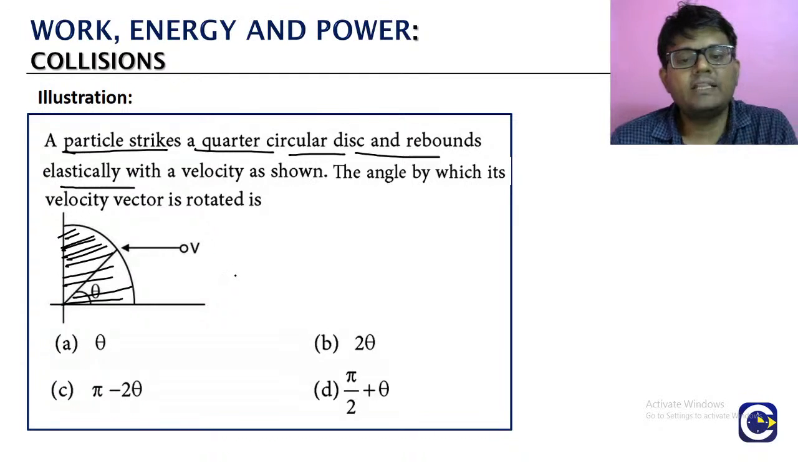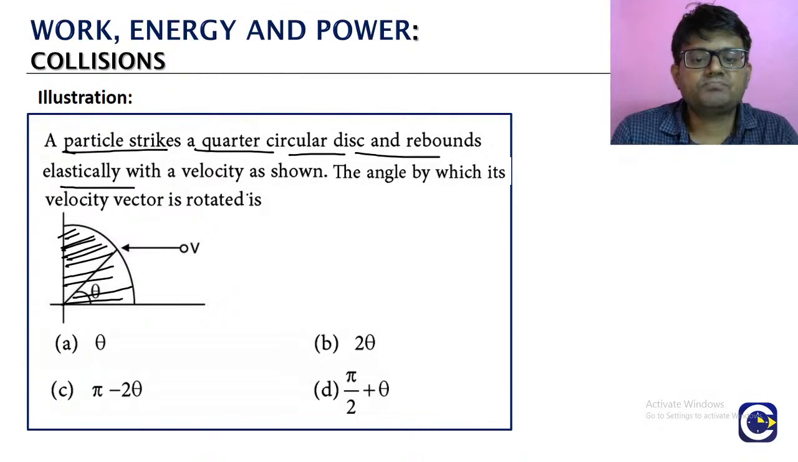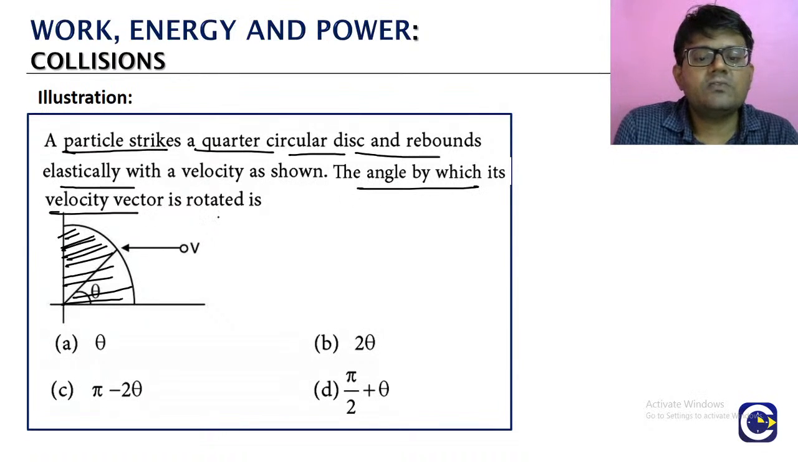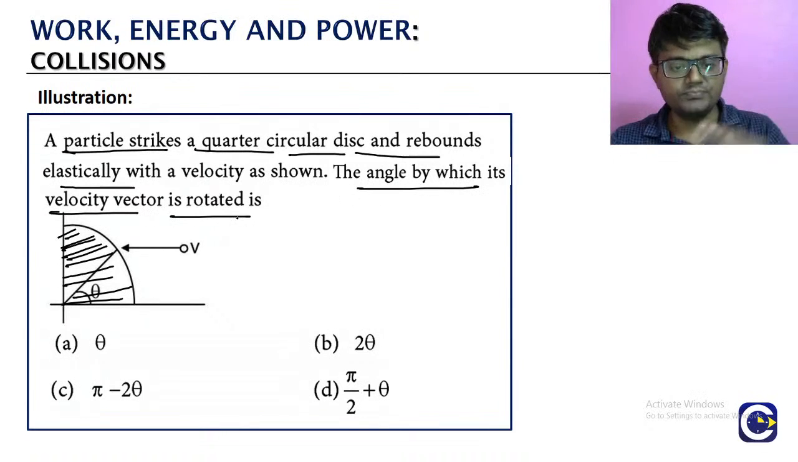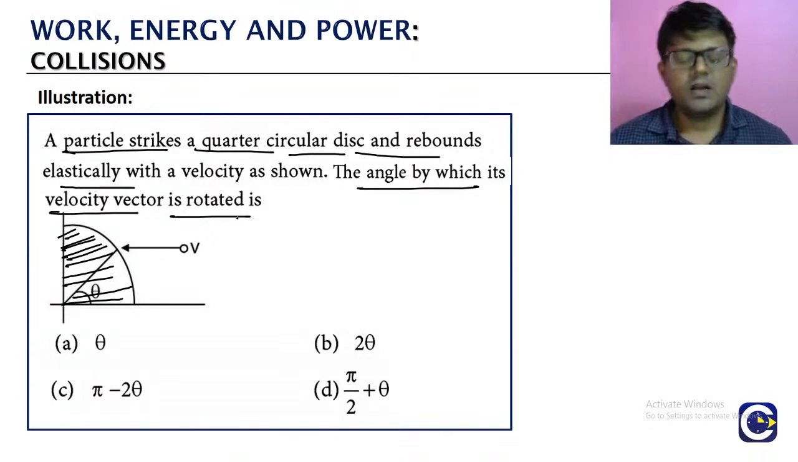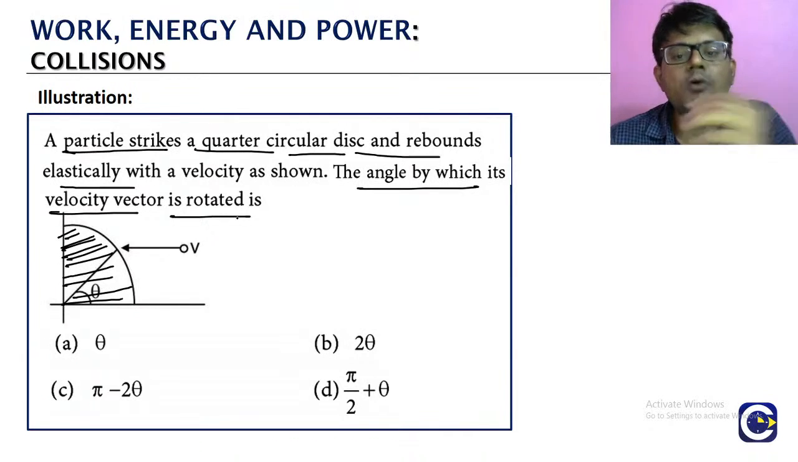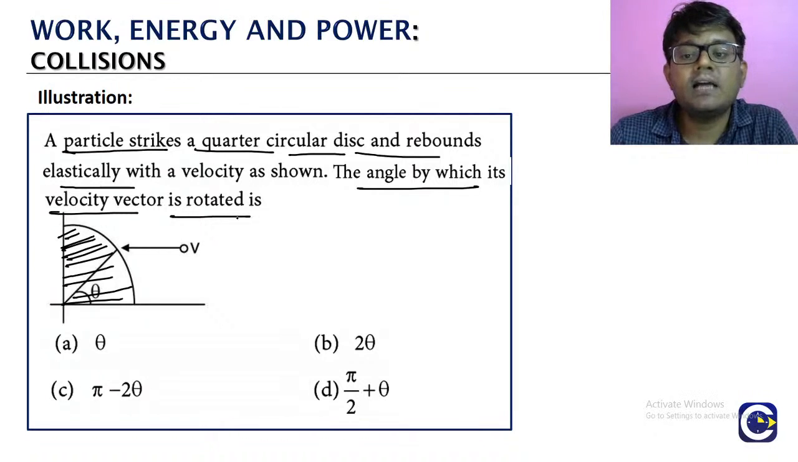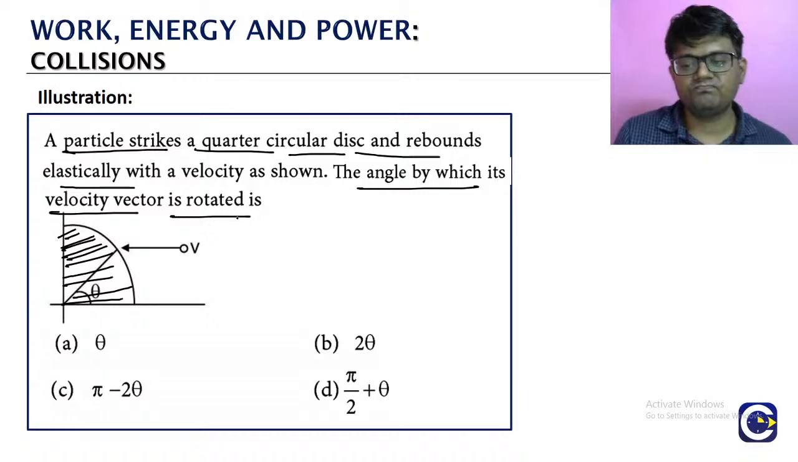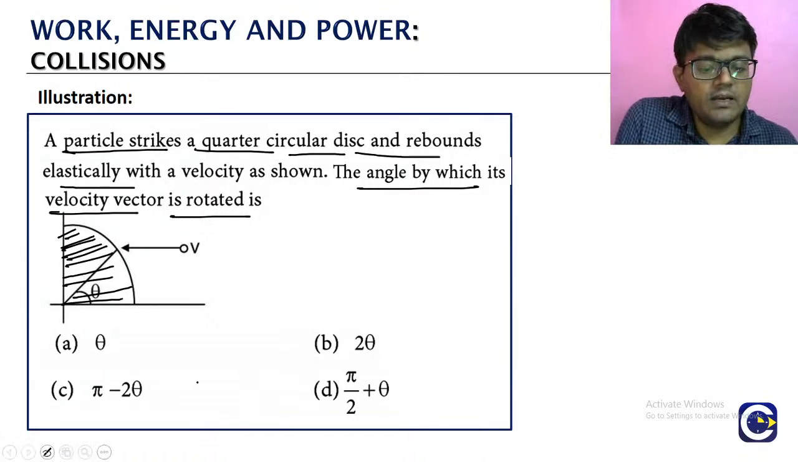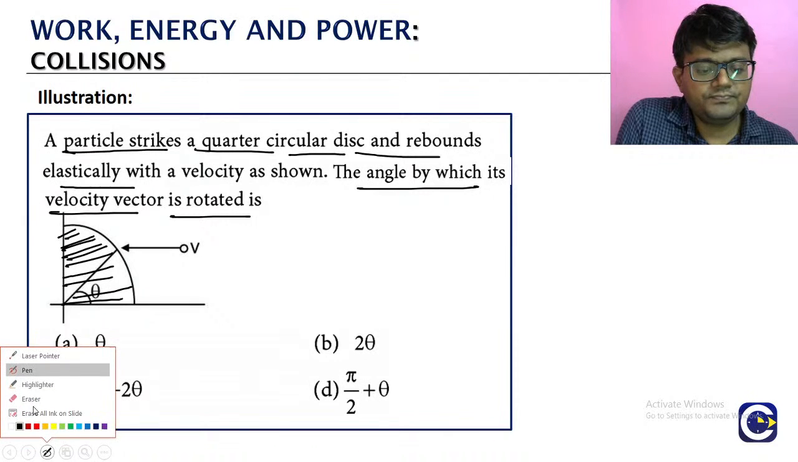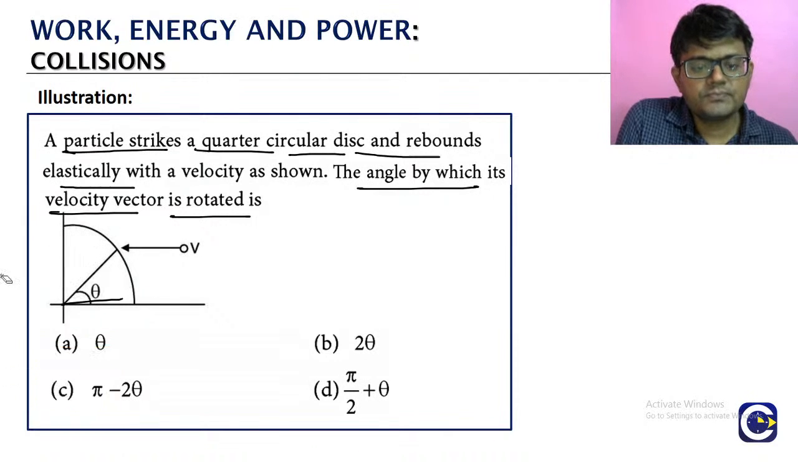It is undergoing an elastic collision here. The angle by which its velocity vector is rotated, it is rebounding. After collision, what is happening to it? It is rebounding. They are asking what is the angle by which its velocity vector is rotated. Can you see how the rebounding will occur? Can you tell me the answer for this?